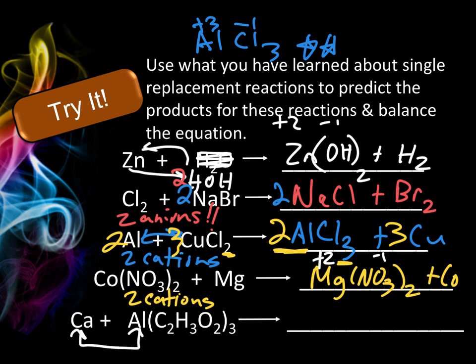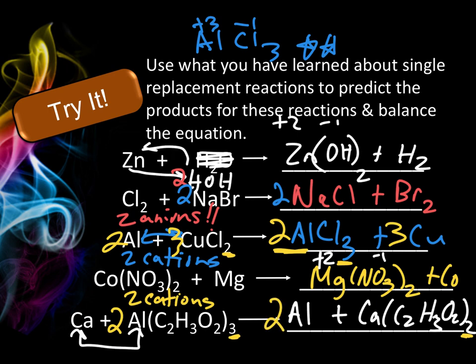All right, now I got 2 cations. Here we go. Those have to switch places. So I put my Al by itself because I'm cool. And then I have to put calcium acetate. All right, now that one's not balanced. Why? Well, I got a 3 here and I got a 2 here. That means I have to put a 2 here. That gives me a 2 there. This also gives me a 3 here and then a 3 here. A lot of good stuff there.